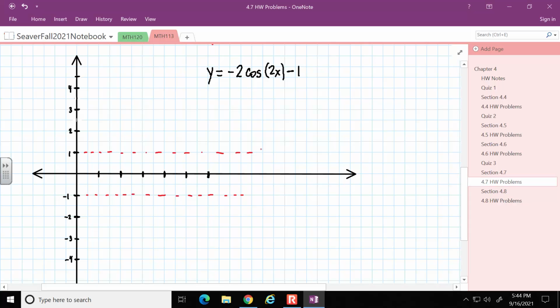And I don't always draw out all these guidelines, but I could also go down 2. So my graph should lie somewhere in that general region. So the next question I might ask is, what's the period? Pi. The amplitude we said was 2. The period is 2 pi over b, so in this case 2 pi over 2, which is pi.